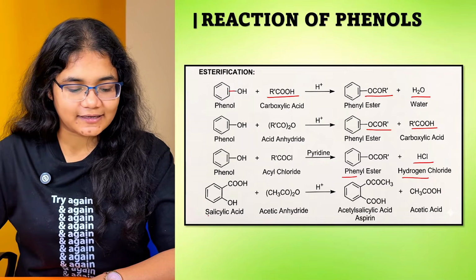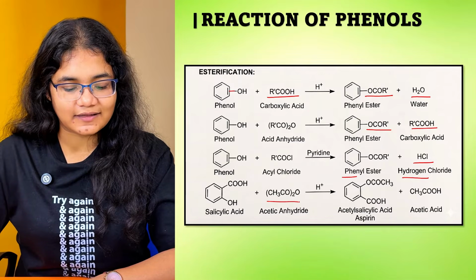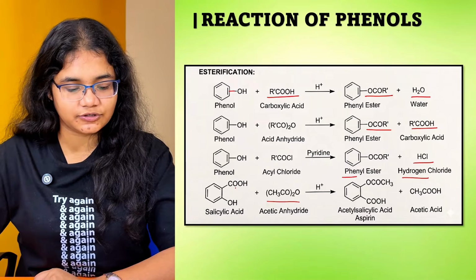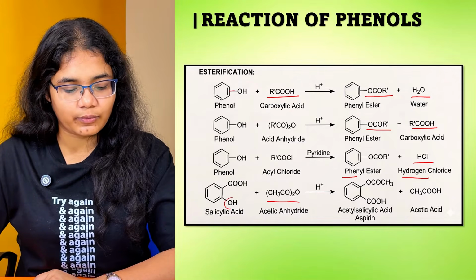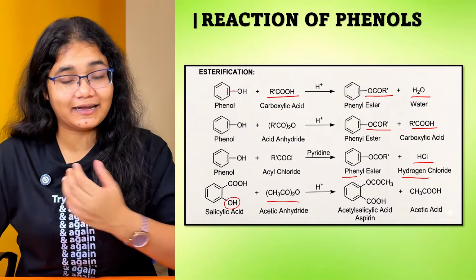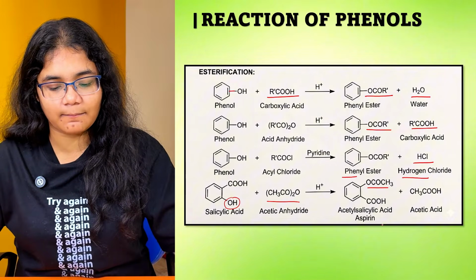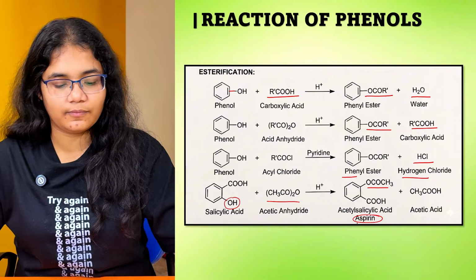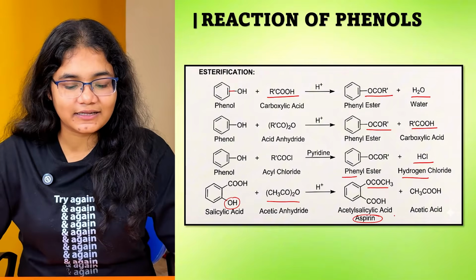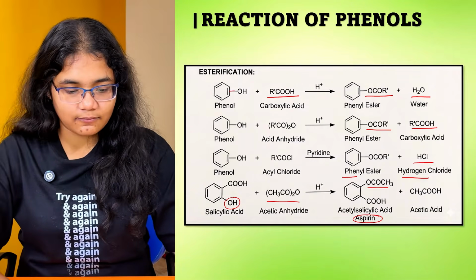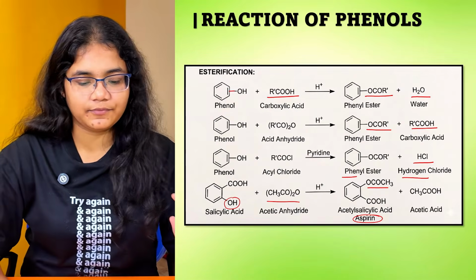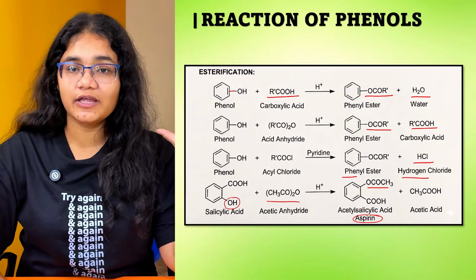Now if you have salicylic acid and you treat it with acetic anhydride, there will be esterification. You can see that this OH group will get converted to this ester, and this particular compound is called aspirin. Or you can call it acetylsalicylic acid. Okay, so these are the important reactions of phenols.